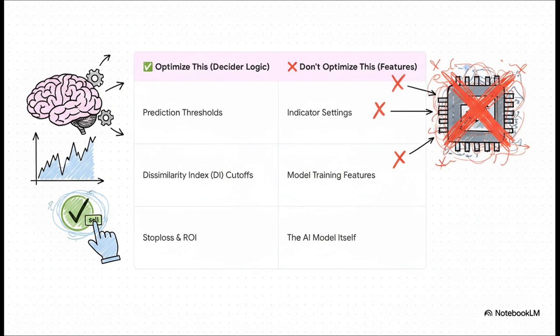You stop optimizing the inputs that go into the AI, and you start optimizing the bot's reaction to the AI's predictions. So you're no longer tweaking the RSI length. Instead, you're fine-tuning the decision rules. You're asking things like, what's the perfect confidence level for me to take a trade? Is it 80%, 75%? Or you're optimizing your stop loss. Or this thing called the dissimilarity index cutoff, which is basically a fancy safety switch that tells the bot not to trade if the market looks too weird compared to the data the AI trained on. You are optimizing the rules, not the raw data itself.